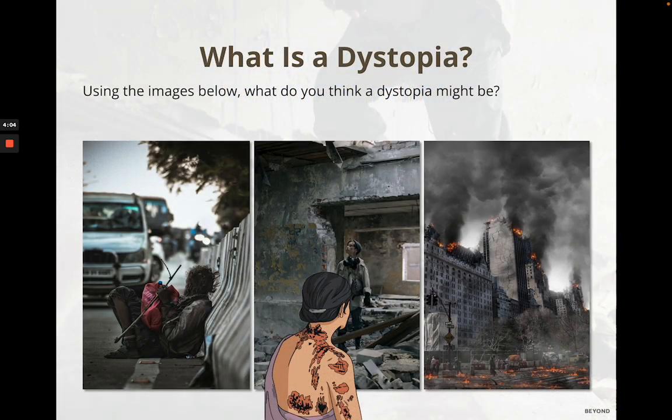So the big thing that we're going to start off with to understand the difference is some images of what a dystopia might look like. Taking a look at these images presented, your first question is, what do you think a dystopia might be?